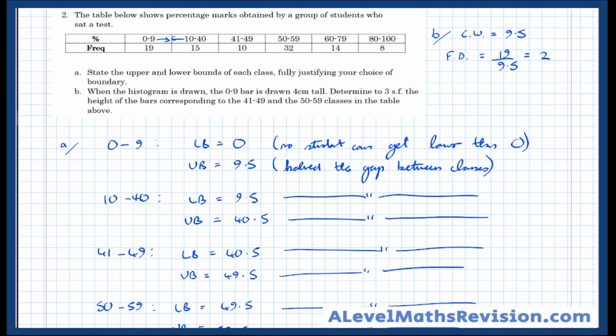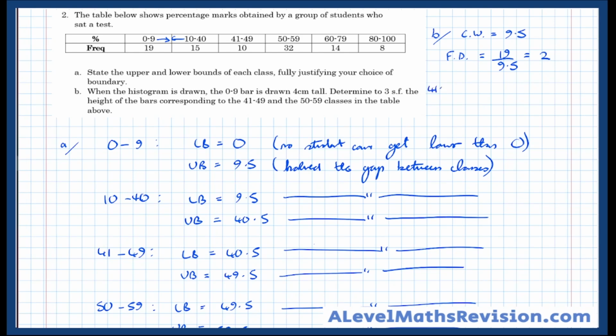So that means to get between frequency density and the actual height, we simply times by 2, because to get from 2 to 4, we multiply by 2. So this is the height in frequency density, that's the height in centimeters. To convert between these units, just multiply by 2. So actually the actual height of the bars in centimeters is double the frequency density. So let's work out the heights of the other bars now.